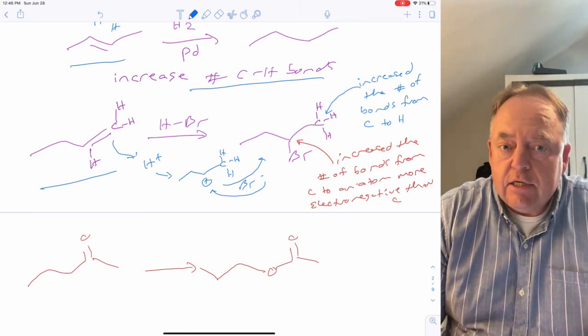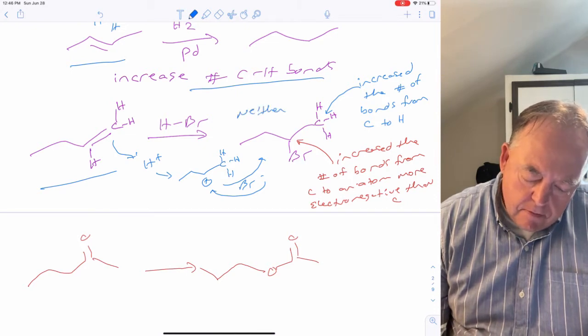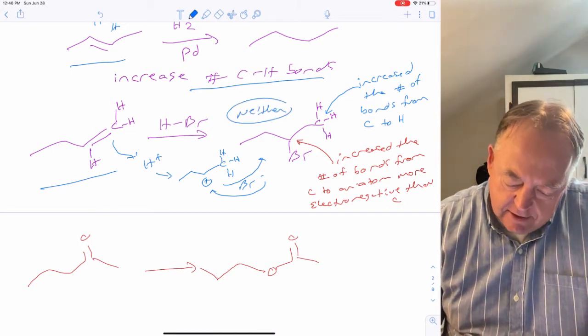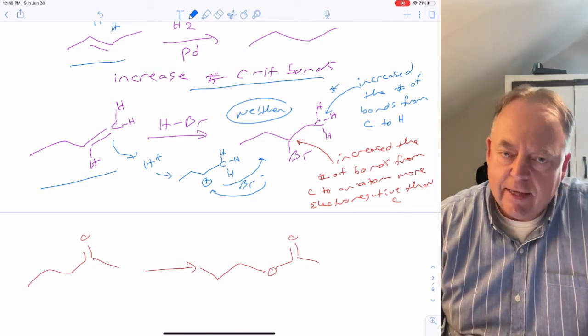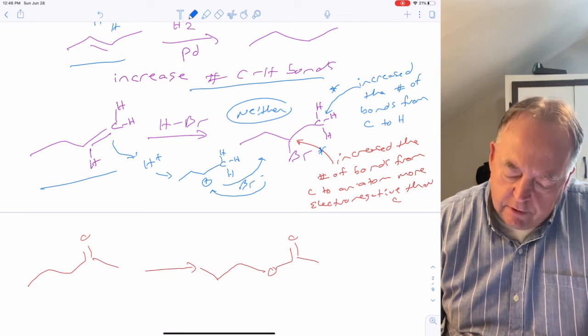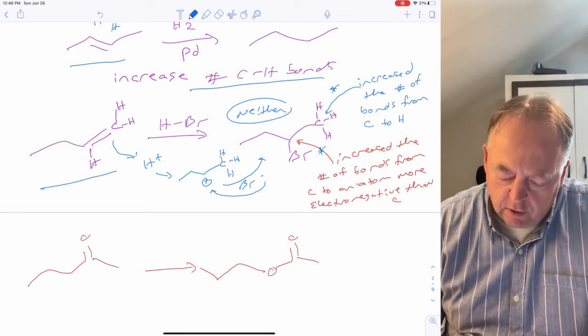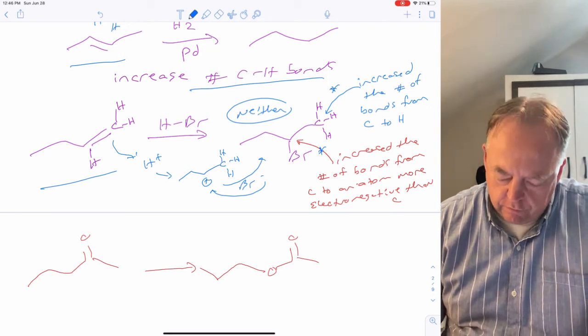So would that be oxidation or reduction? Well, this would be neither. One way to think about that is, you increase the number of bonds from carbon to hydrogen, that would be reduction. But you also increase the number of bonds from carbon to something more electronegative than carbon, so that would be oxidation. So overall, it's neither oxidation nor reduction.